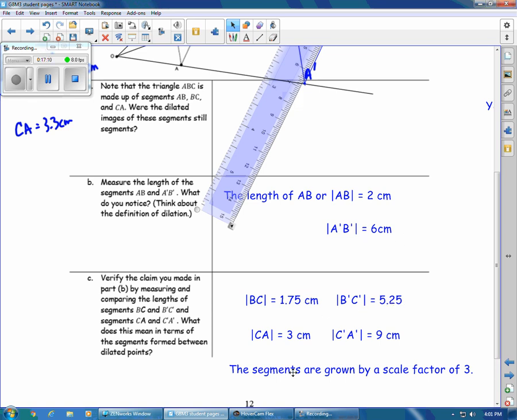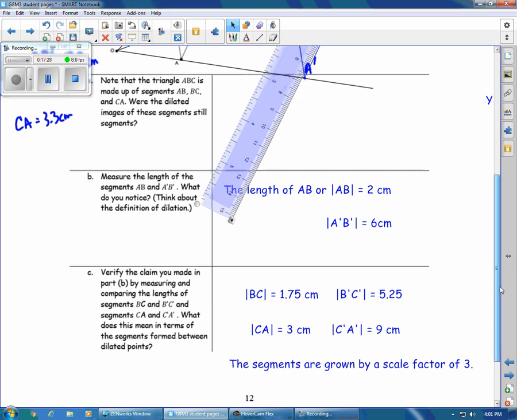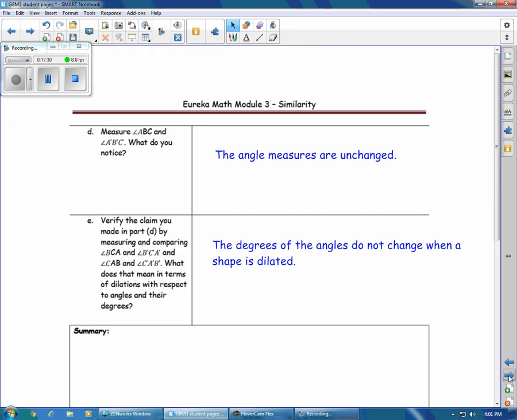BC, 1.75 centimeters. BC prime, 5.25. CA, I see again, that was 3 centimeters exactly, 9 centimeters, and everything was grown by a scale factor of 3. It's still being grown by a scale factor of 3, but my ruler is off a little bit. So I believe that gets us, okay, if we measure angles A, B, and C, they're going to be the same as the pre-image was. The degrees of the angles do not change when the shape is dilated. And that brings us to the conclusion of this lesson.